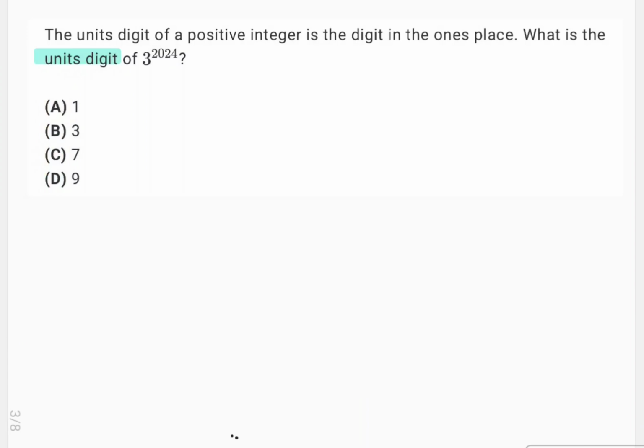Here's the trick. Powers of numbers tend to repeat their units digits in a predictable cycle. Let's take a closer look at the first few powers of 3 and focus on their units digits. 3 to the power of 1 equals 3. Units digit is 3. 3 to the power of 2 equals 9.